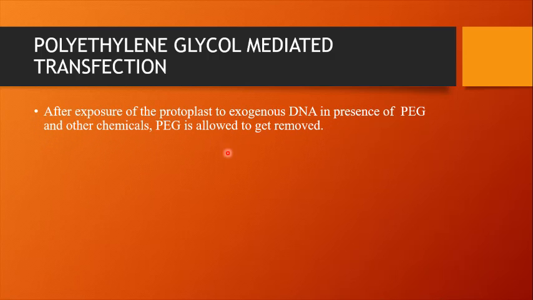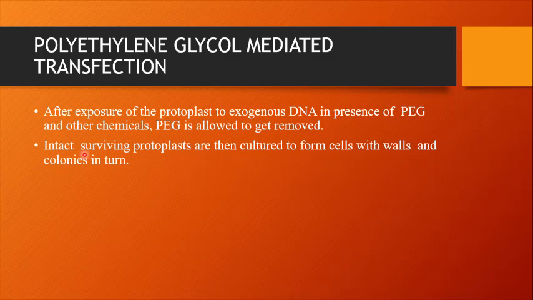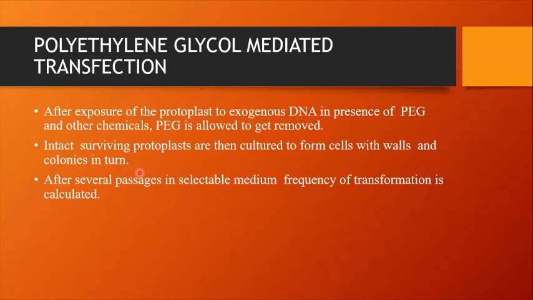So after exposure of the protoplast to exogenous DNA in presence of polyethylene glycol and another chemical, the polyethylene glycol is allowed to get removed. So when the exogenous DNA has entered, it is transferred, and the polyethylene glycol is removed. Intact surviving protoplasts are then cultured to form cells with walls and colonies in turn. So those cells which are now transfected, which have got the new gene, are allowed to culture, and after several passages in selectable medium, frequency of transformation is calculated.